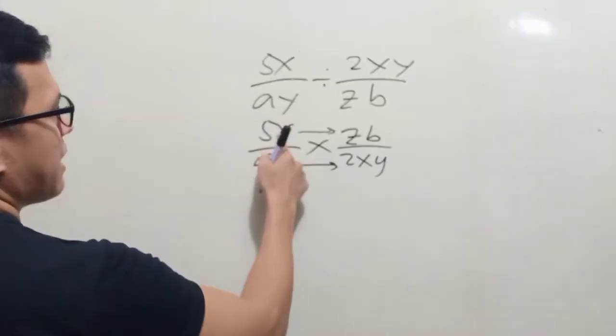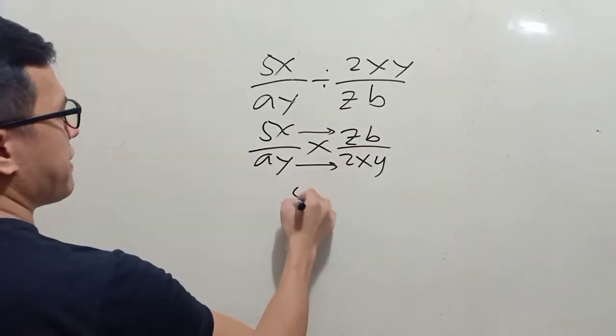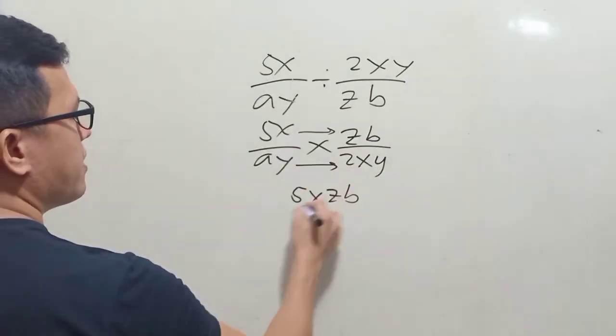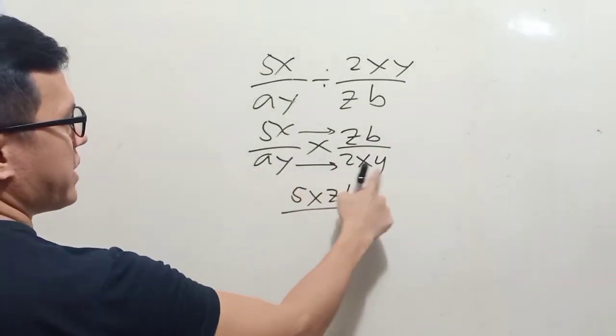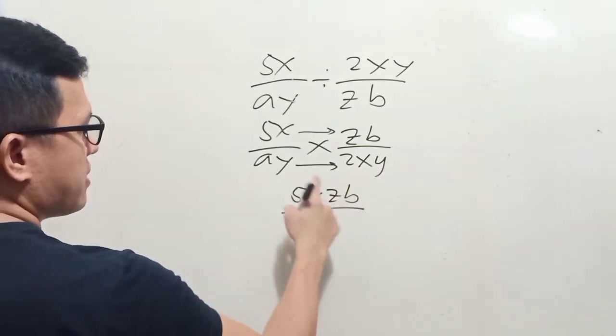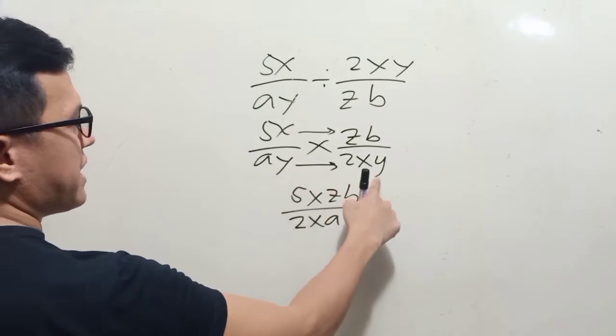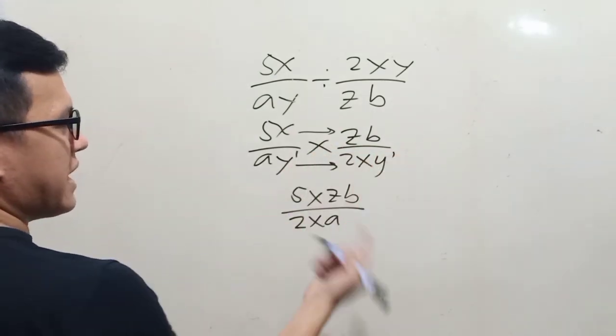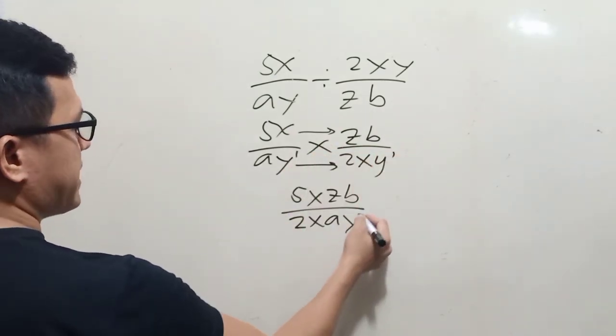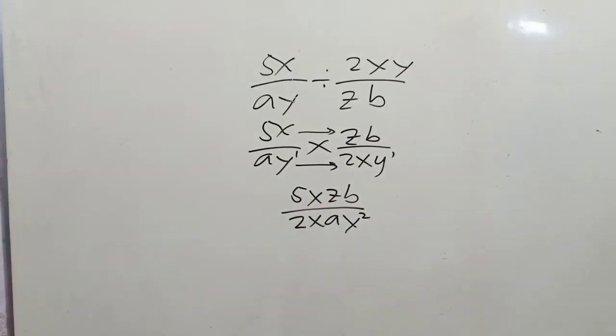We say 5x times zb. We have 5xzb over ay times 2xy. So a 2x, we say 2xa, and then y and y, same, 1 and 1. Multiplying that, we add the exponents, so y squared. There you go. Okay, that's it.